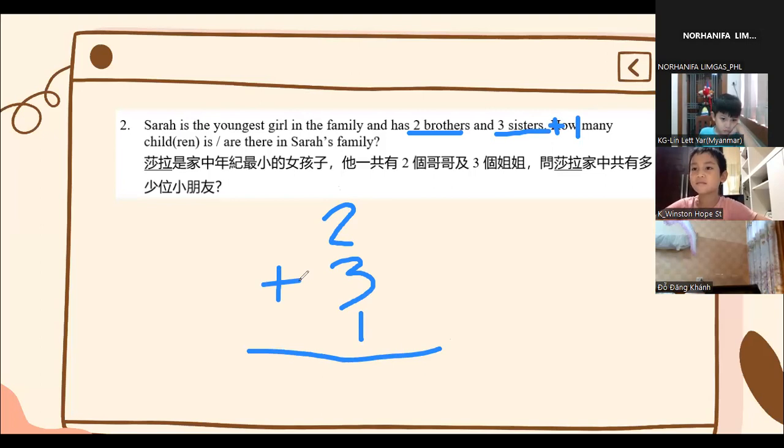Okay. But if the question was, how many are they in the family? You also have to take note that you have to include the mother and the father, for example. You will add 2. But since here you only ask for the children, count all the siblings that Sarah has. And then of course you have to include her because she is part of those children. So 2 + 3 + 1, that is 6. Okay, very good.